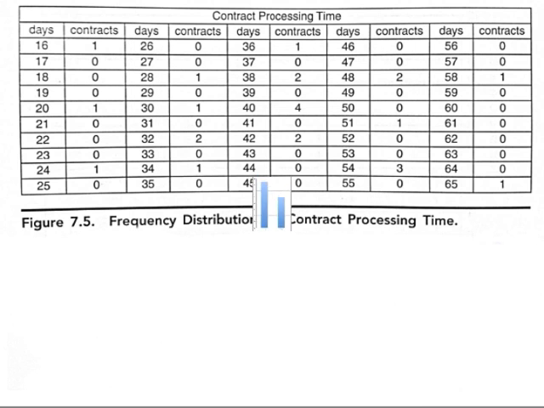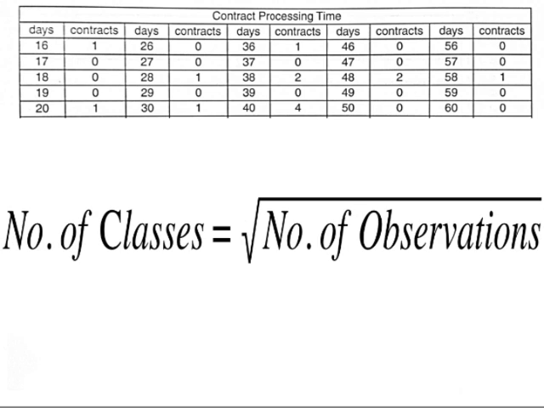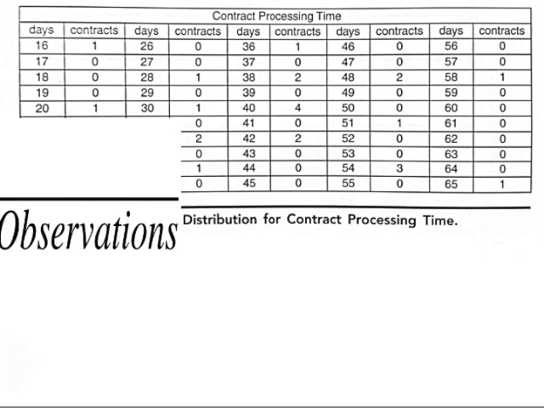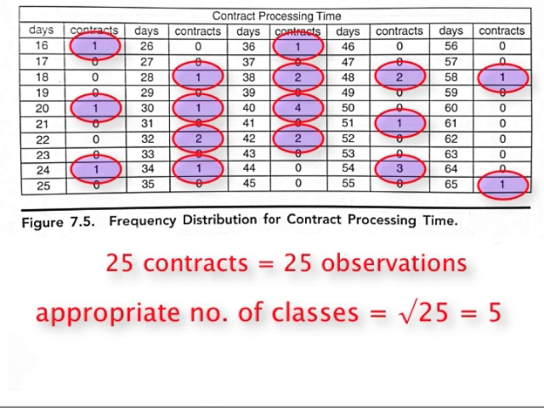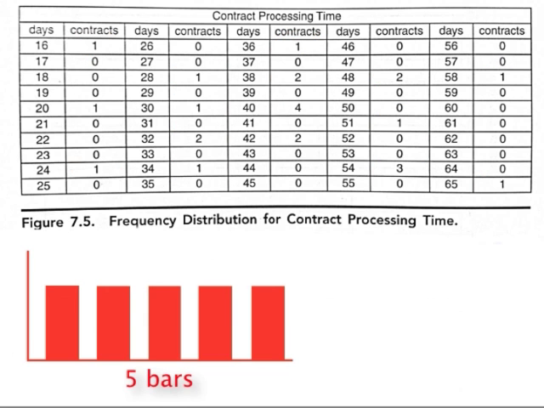The appropriate number of classes is determined by taking the square root of the number of observations or data points. The data include 25 contracts, which is the number of observations. So the appropriate number of classes is the square root of 25, or 5. In other words, we need to have 5 bars in our histogram. Now each of these bars has to be a certain length. How do we find this length?